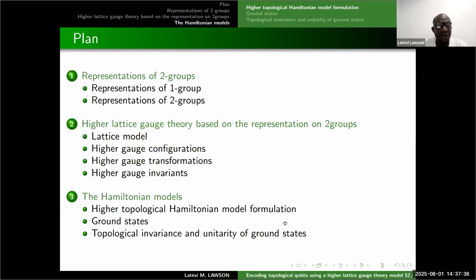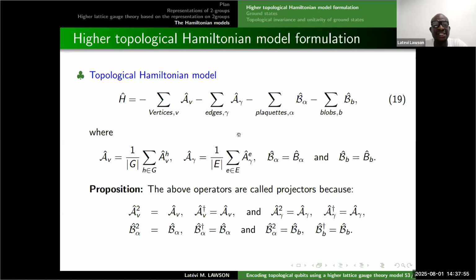Okay, so once we define all the ingredients of our lattice gauge theory, now we are going to gather all this information and put it in a Hamiltonian model. The Hamiltonian model of this system is defined in this form, relation 19, which is the collection of the above operators that are defined. Here is the operator for the vertex, the operator for the edges, the plaquette, and the blob. You can see that it follows the same architecture as the Kitaev and Levin-Wen models. So we can show that all these operators define a projector operator.